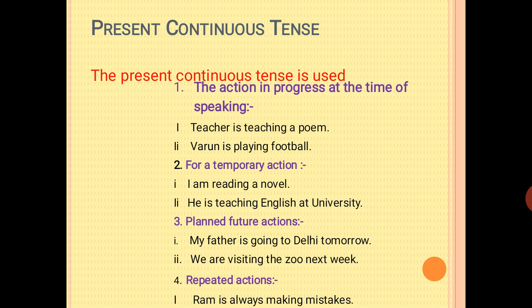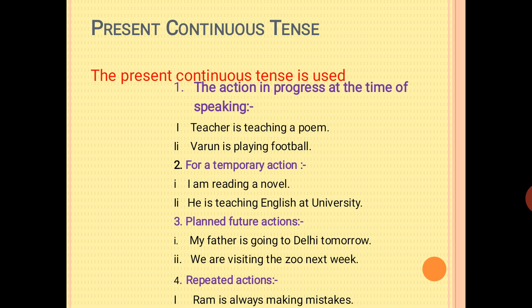Present continuous tense is next. The present continuous tense is used for an action in progress at the time of speaking. The teacher is teaching a poem. Varun is playing football. So both the actions are happening at the time of speaking.